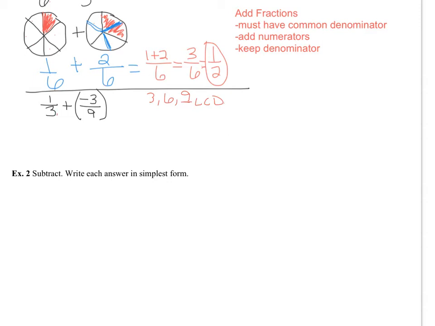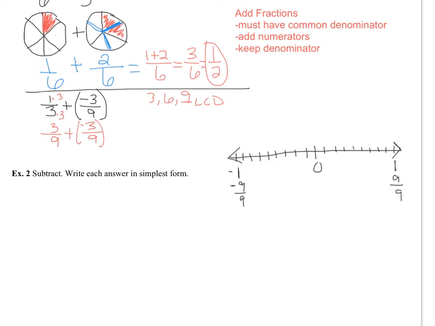So to change this, I have to multiply by 3. That means I also have to multiply my numerator. So 1 times 3 is 3, and 3 times 3 is 9, plus our negative 3/9. All right, so I have a common denominator. Oops, forgot my negative. Okay, so now I'm going to add them together.